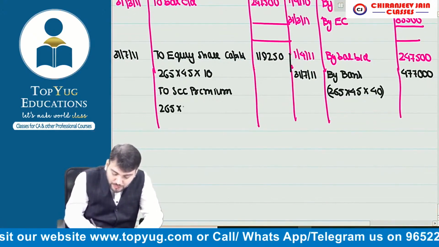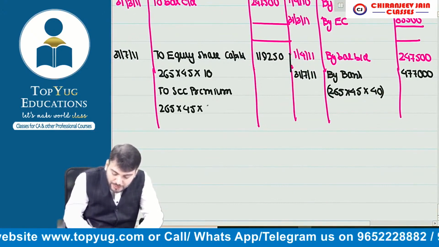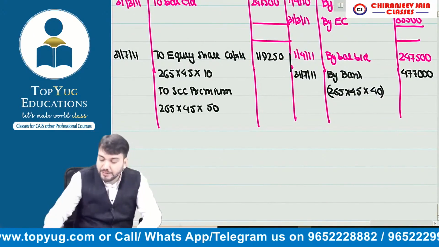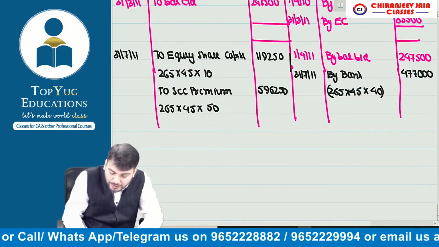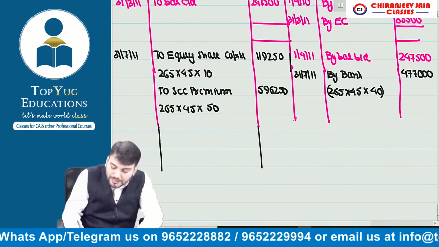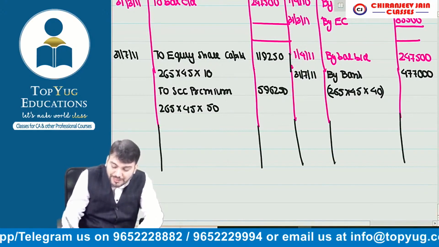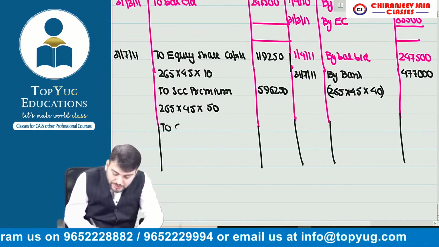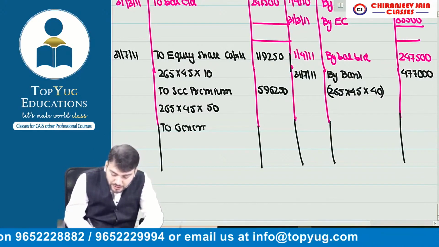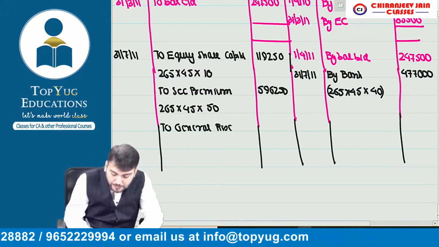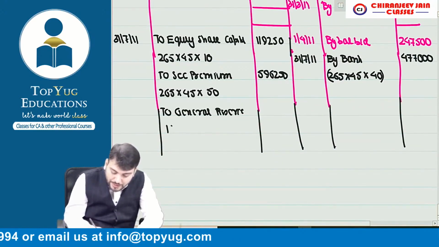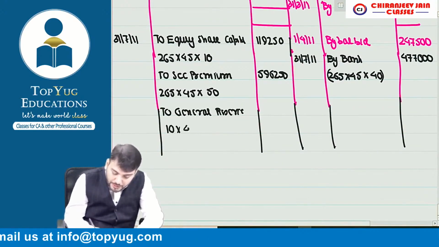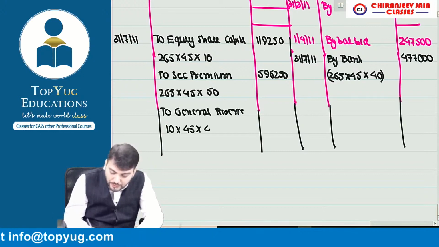So this is 265 into 45 into what? 50. Correct. So this will come 5,96,250 and the balance vested options will be cancelled. So we write on the credit side, general reserve. General reserve will be how much? How many employees? 10 employees into 45 into 40.